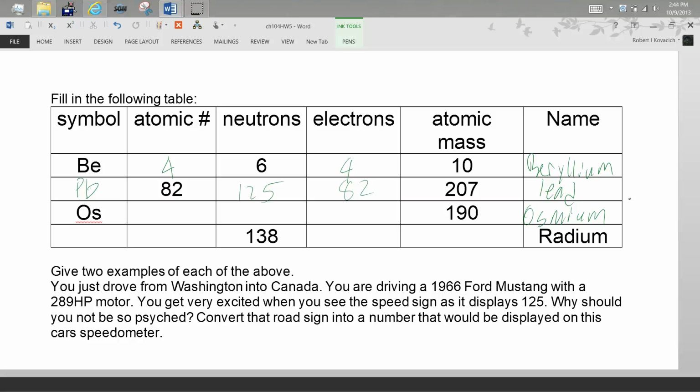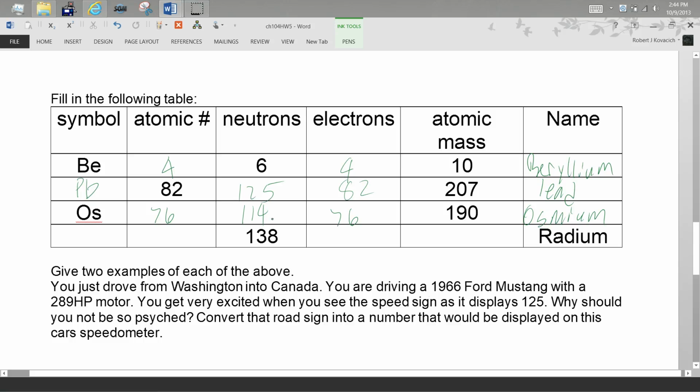And osmium's atomic number is what? So 76 protons gives it 76 electrons. And since this one we're saying has a mass of 190, then what's left over is my neutron number, so that is 114 neutrons in this osmium.